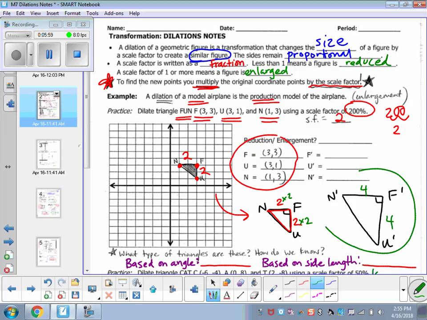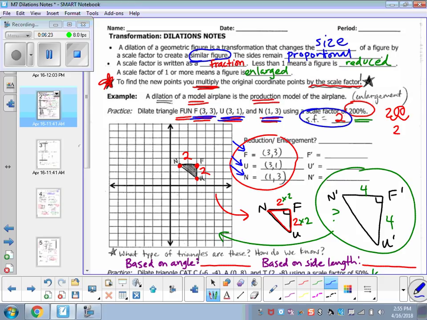So we know how to create a similar figure, and we know how to enlarge it. Now the question becomes, where do we put this on the coordinate plane? Okay? So all I'm going to do is point out, we were given right here pre-image points for point F, U, and N. We also know that the scale factor is 2. So what we want to do is double coordinate 3, 3. If you multiply 3 by 2, we get 6. Multiply 3 by 2, you get 6.